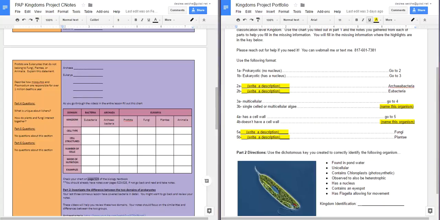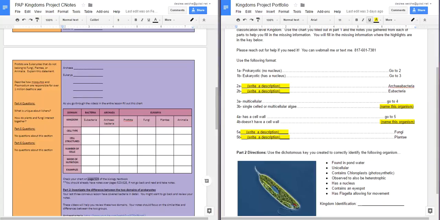4, multicellular organisms would all go to 4A and 4B, and you can go from there. Okay, if it has a cell wall, that's going to be fungi or plantae. They have different types of cell walls. They also have different modes of energy, so you could write a description based on that. And then you should be able to tell me which one is multicellular and does not have a cell wall, and you would put that here.